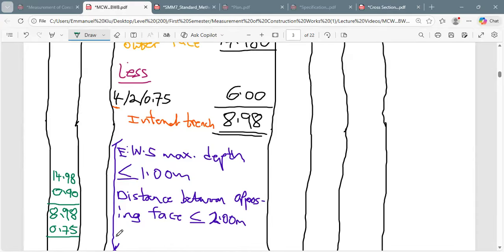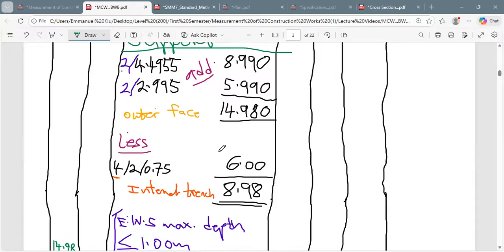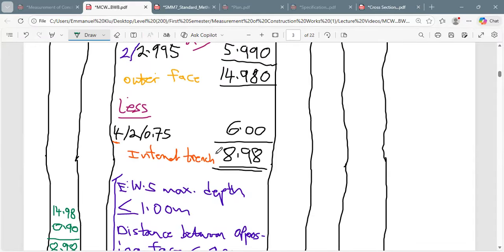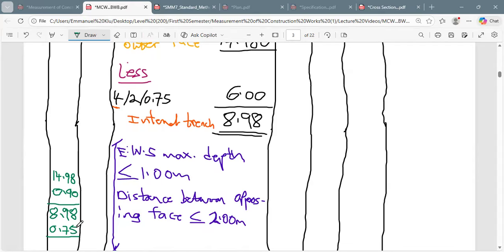0.75 is just the width. 0.90 times the width. So this is the outer face times that, and then the width. The width is, let me say, 8 point. For the internal trench, we are seeing what?